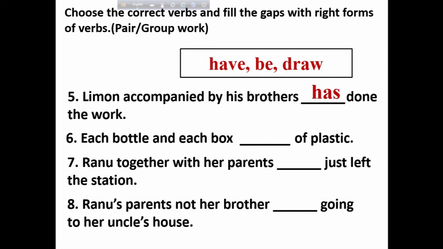Each bottle and his box is or was. Ranu together with her parents. So before together with, we have got Ranu. So it will be has. Ranu's parents, not her brother. It will be are.